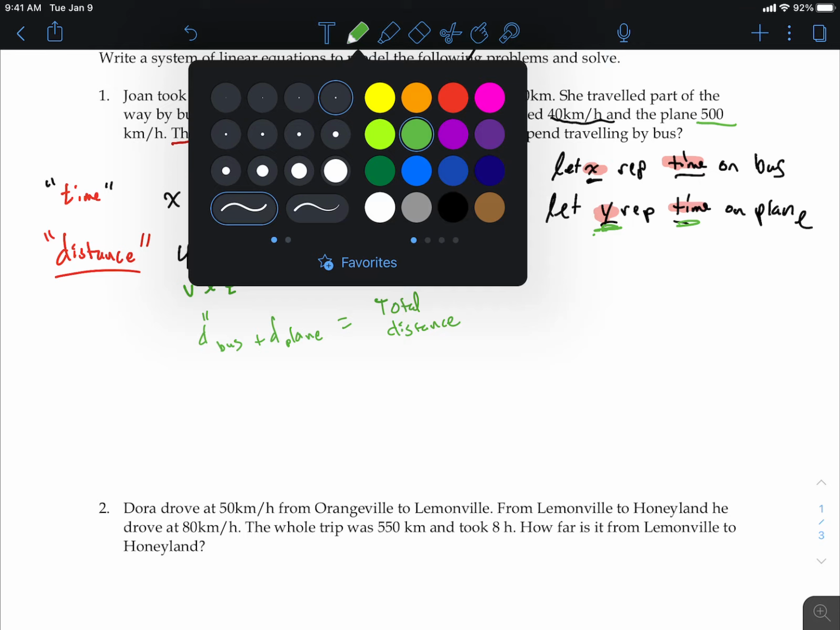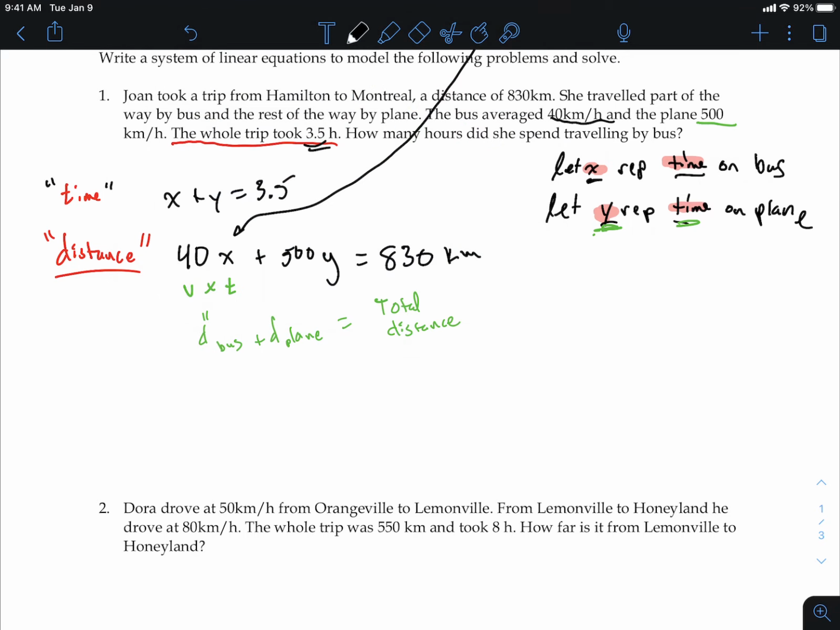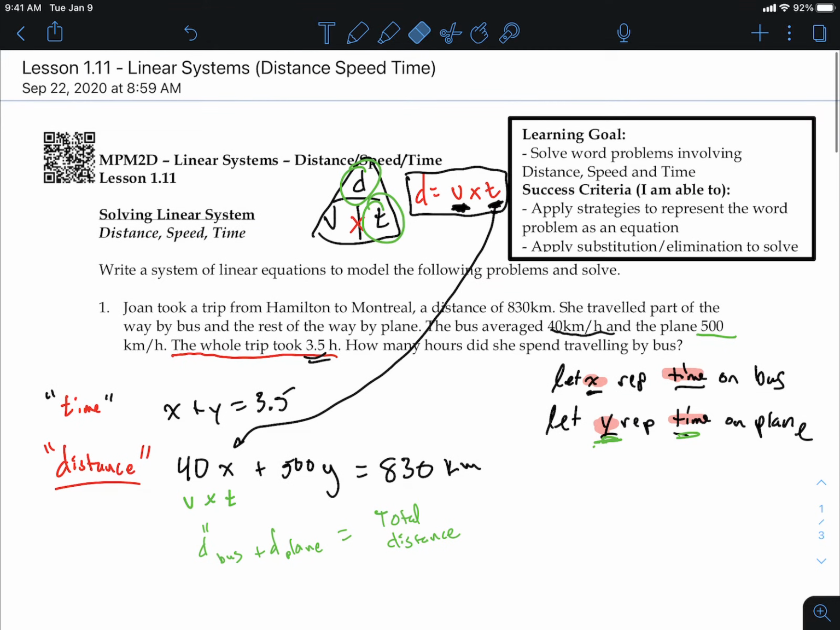I just have one question about the triangle. How would you find T? If you covered up T, wouldn't it just be T equals D over V? D over V, yeah. If you cover this up, it's D over V.